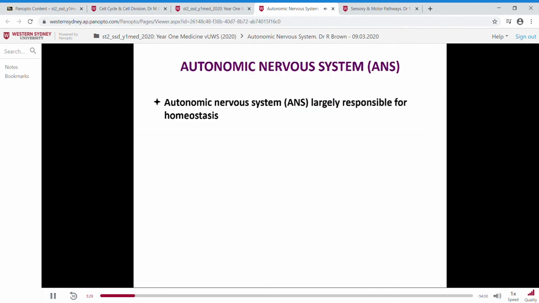So it's largely responsible for homeostasis, and I think you guys have a lecture on that today, is that correct? Yep. Is that directly after me? No? There you go. I don't even know the timetable.